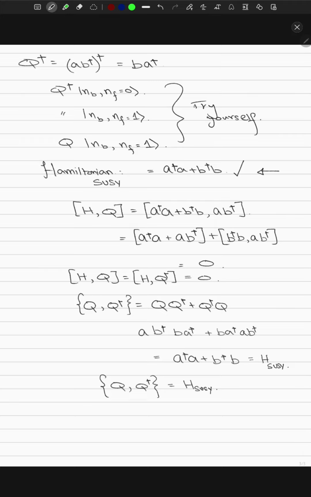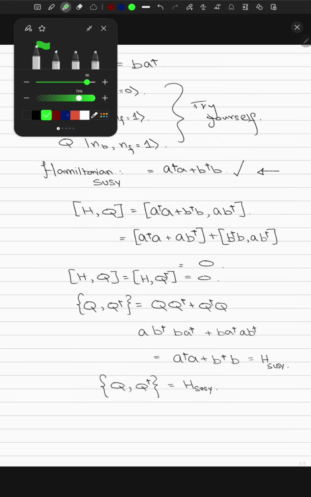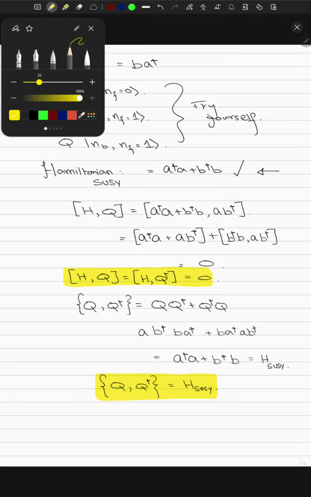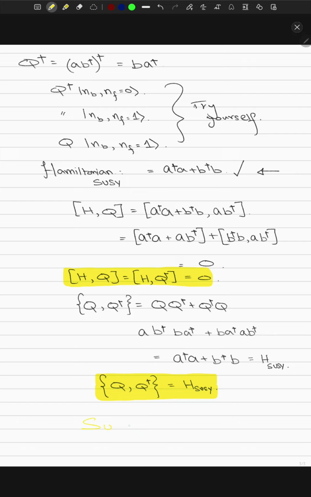right? And let me highlight these things. Okay, so what you have over here, this thing and this thing, is what essentially defines the supersymmetric algebra, right? So let me write over here. So this is what defines the SUSY algebra, right? Okay.